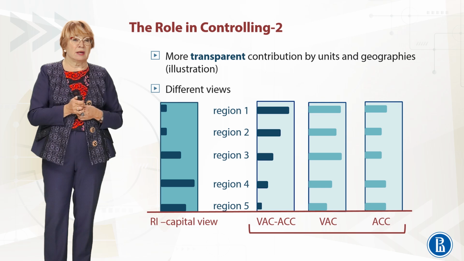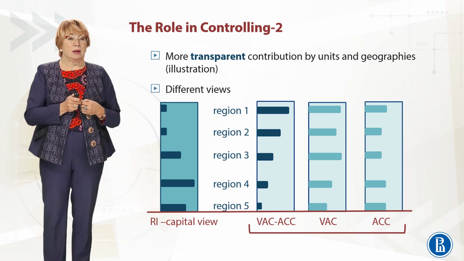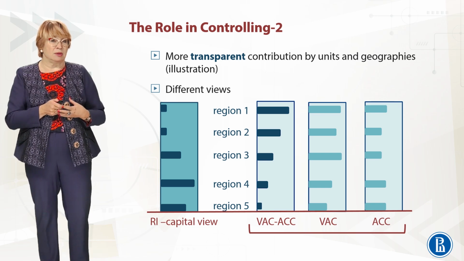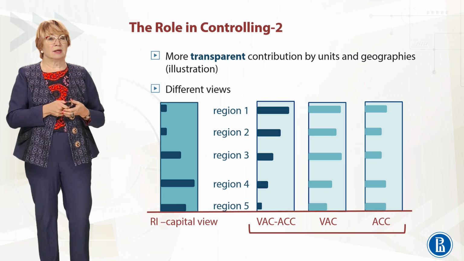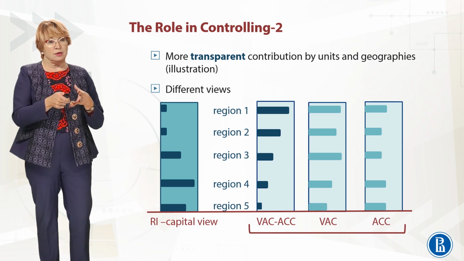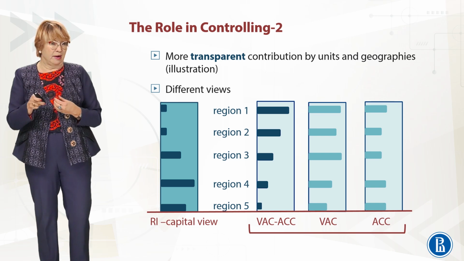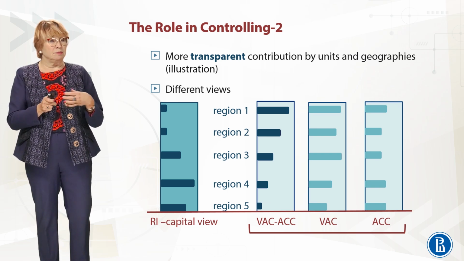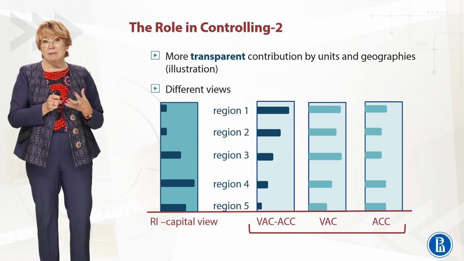In this slide, let's say comparing region 1 to region 5, you may see that region 1 from the capital view doesn't look attractive because it provides an economic profit, or residual income, that is rather small. But your region number 5 looks much better than region number 1. It provides a really bigger residual income.